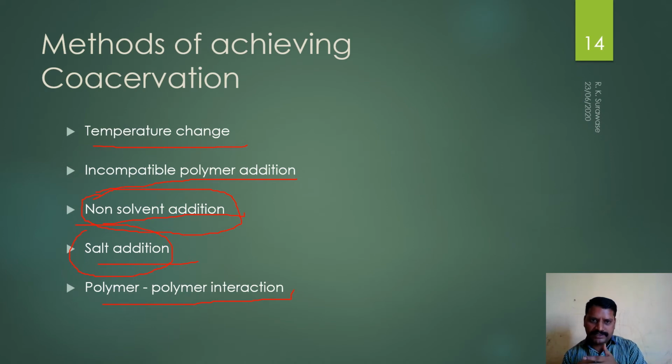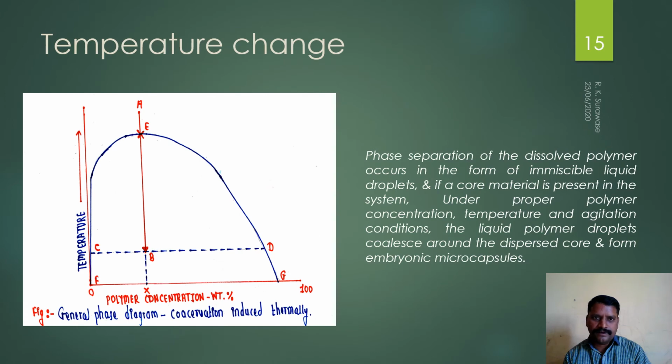See one by one, the temperature change. So phase separation of the dissolved polymer occurs in the form of immiscible liquid droplets, and if a core material is present in the system, under proper polymer concentration, temperature and stirring or agitation condition, the liquid polymer droplet coalesces around the dispersed core and forms embryonic capsules, microcapsules.